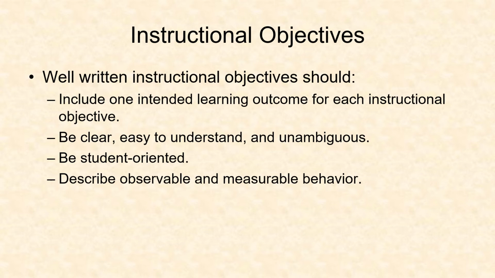An objective should include one intended learning outcome per objective. So we make sure we don't have several things the students will be able to accomplish, just one per objective. Make sure that it's easy to understand, it's unambiguous, it's student-oriented, it's very straightforward, and it's observable and measurable behavior, so that when someone reads that objective, they'll understand, oh, this is what the student will actually physically perform when this lesson is finished.